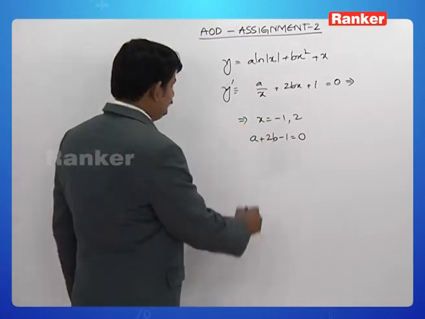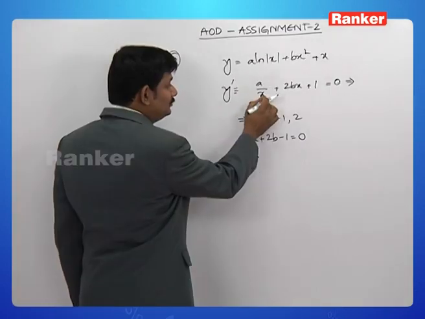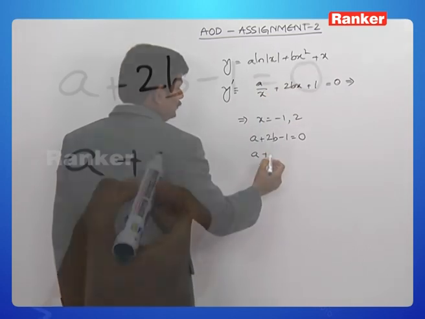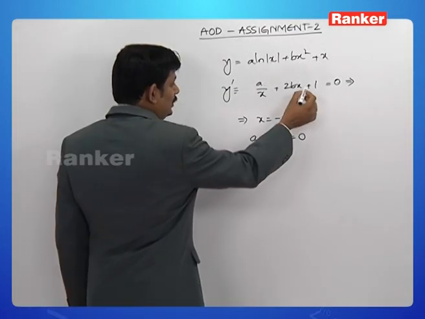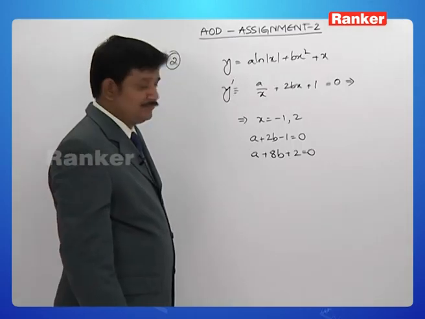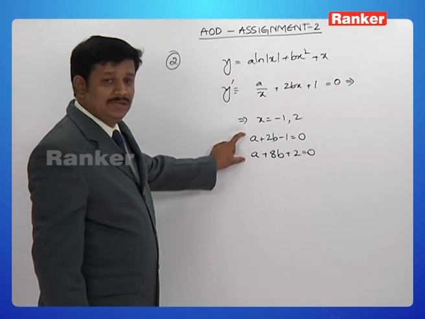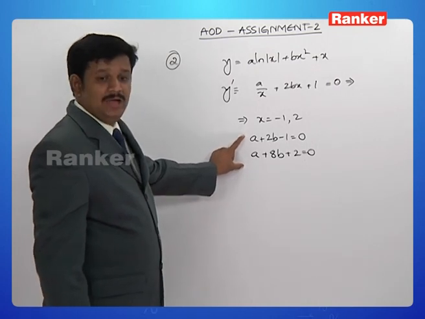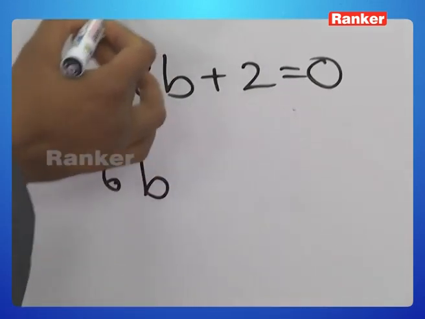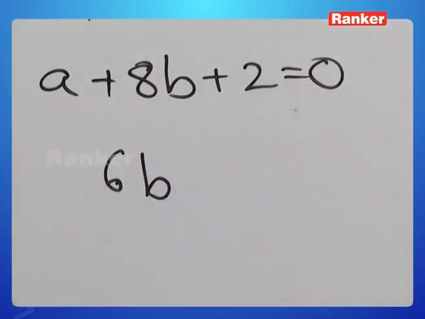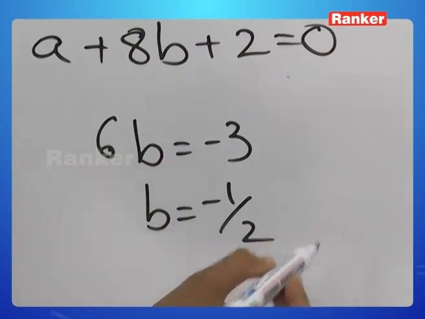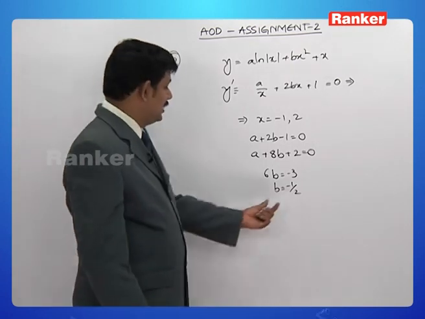Substituting x equal to 2, a by 2 plus 2 into 2 into 2, that is 8b, plus 1 is equal to 0, after taking LCM. So, subtracting one equation from the other, a gets cancelled, and 6b is equal to minus 3, or b is minus half.